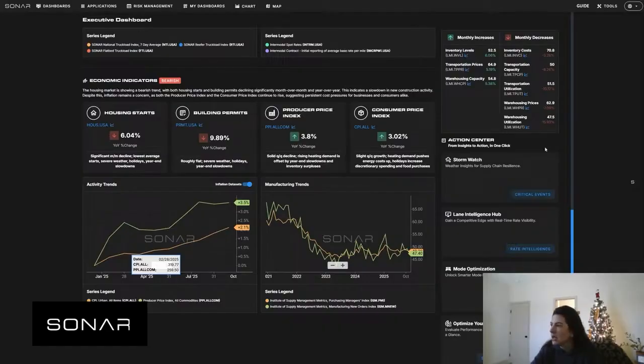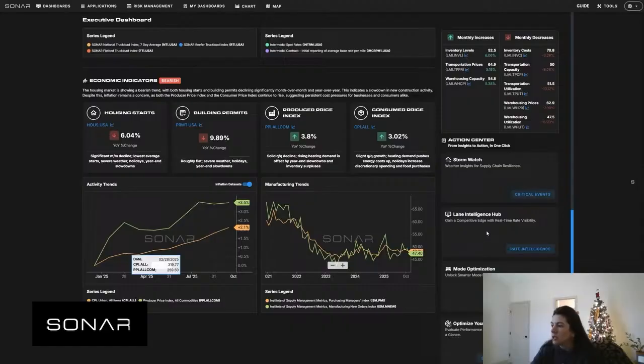Now, the last thing within this dashboard is going to be the Action Center. And this is where you can easily pull out those additional tools that you have available. So our Critical Events, which is going to be real-time weather for the entire world. Great as we go into the winter months, especially Q1, which is huge for snowfall, and getting ahead of that, seeing if any roads are shut down. Great tool to utilize as we go into the new year.